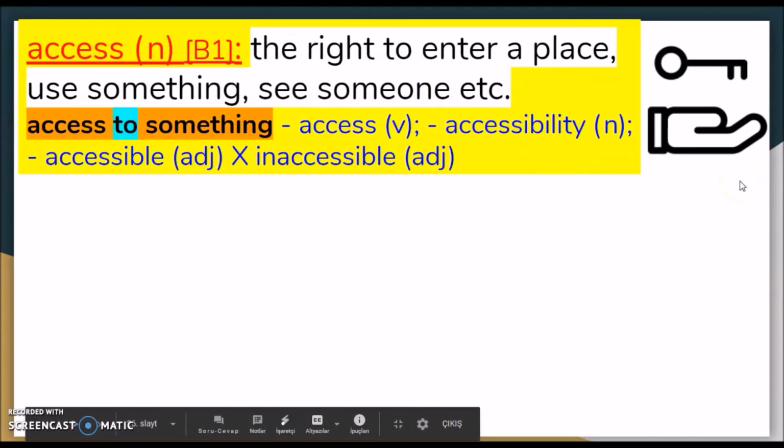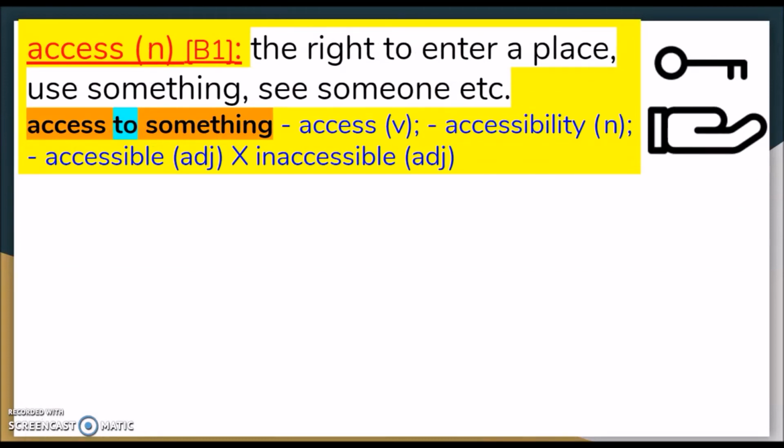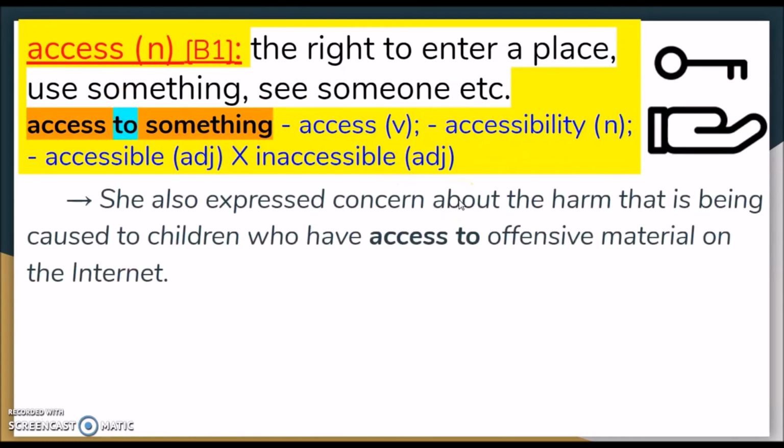So the other one is access. That means it's a noun, the right to enter a place, use something, or see someone, etc. Okay, so access to something. Be careful about the preposition, and you can check the word family here. In the text, she also expressed concern about the harm that's being caused to children who have access to offensive material on the internet. So the children can use or see the offensive material because they have access to that.